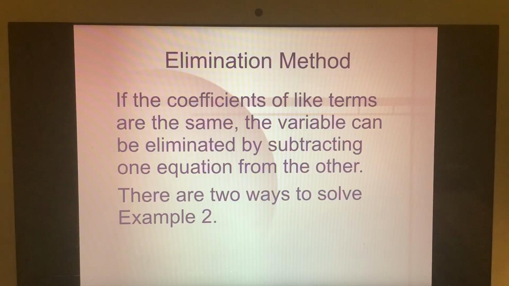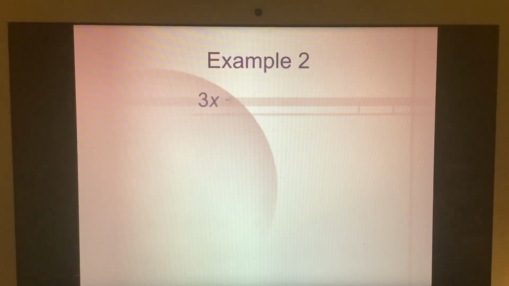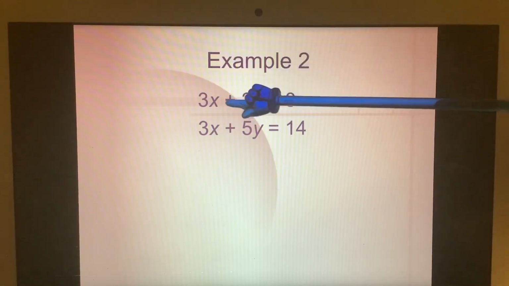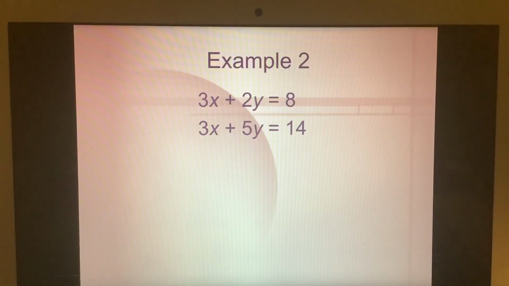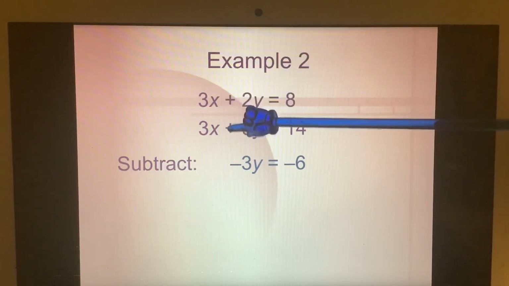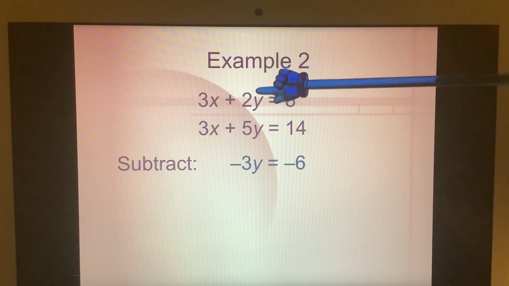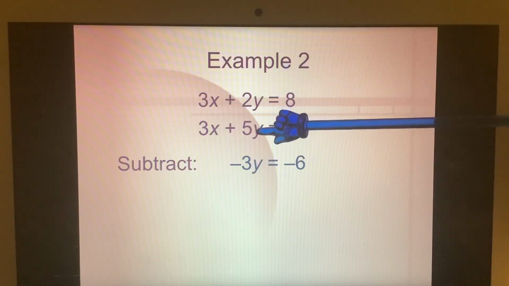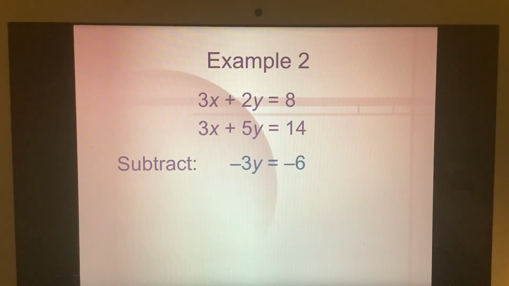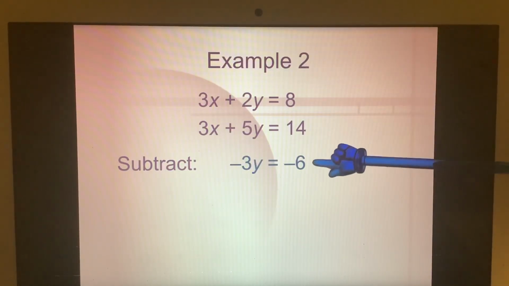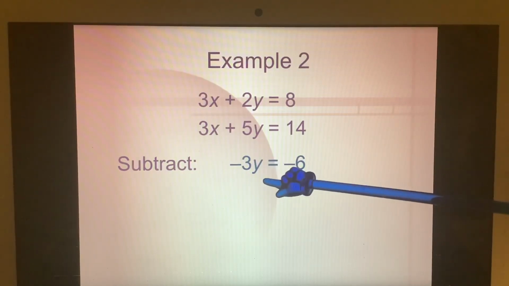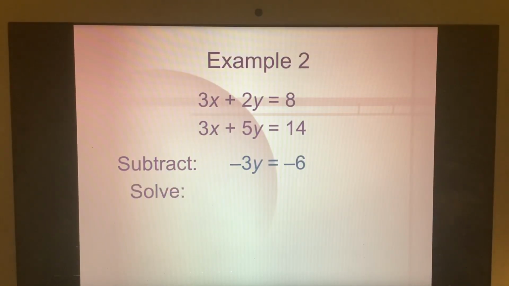Now, there are two ways to solve example number 2. So, first of all, here are our two equations. Now, since 3x is the same in both equations, we're going to subtract. So, I'm going to subtract the two equations. 3x minus 3x equals 0, right? Now, 2 minus 5 gives me negative 3. And then 8 minus 14 gives me negative 6. And then I can solve for y. Negative 6 divided by negative 3 is going to give me a positive 2.